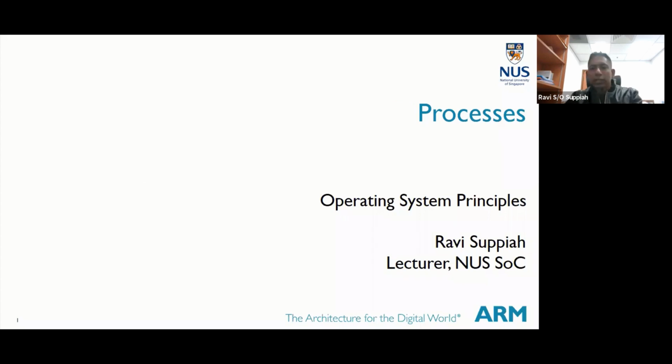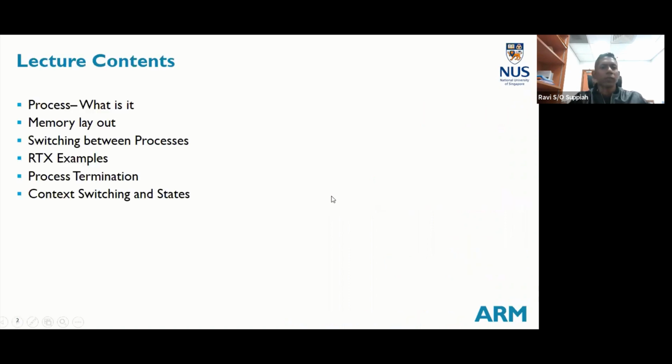Okay, so let's come to this chapter on processes. We're going to look at what is a process, some introduction to the memory aspect, how we switch between processes, and then we look at some RTX examples.